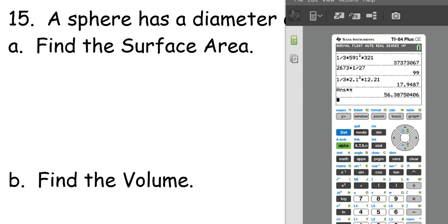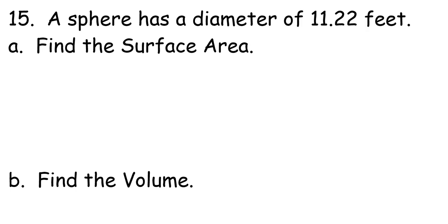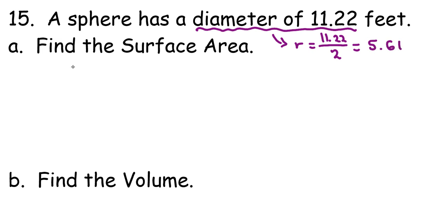We're on to our last one here. Let's get rid of our calculator. We probably could leave it hanging there too, but a sphere has a diameter of 11.22. I know the surface area and volume formulas for a sphere both depend on the radius, so we better figure out what the radius is. So the radius is going to be 11.22 divided by 2, and that would give us 5.61.